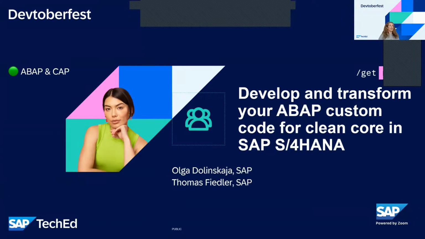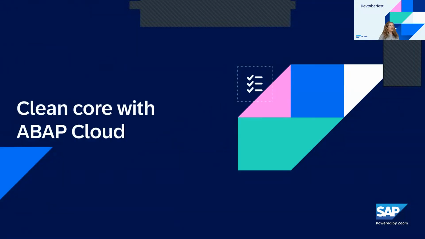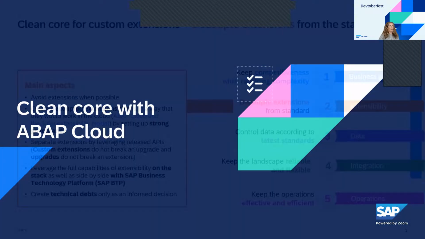Okay, let's continue with the session. The focus today is how to develop clean core ready in SAP S/4HANA and transform your custom code for the clean core in SAP S/4HANA Private Edition and S/4HANA on-premise. In the S/4HANA public cloud, it's pretty easy because you develop cloud ready per default, per definition. But let's see how you can do it also in S/4HANA private cloud and S/4HANA on-premise.